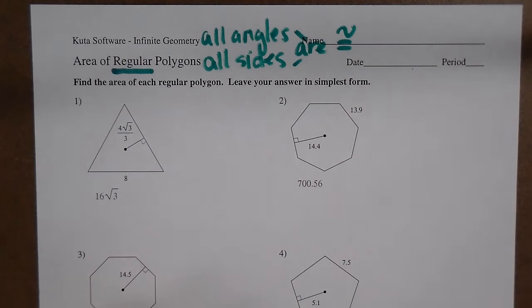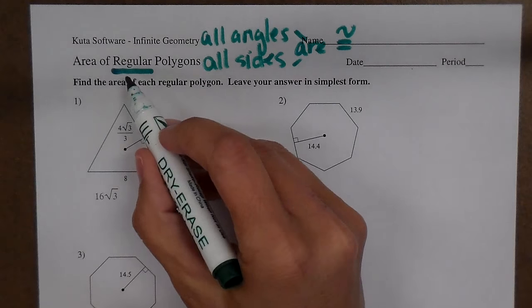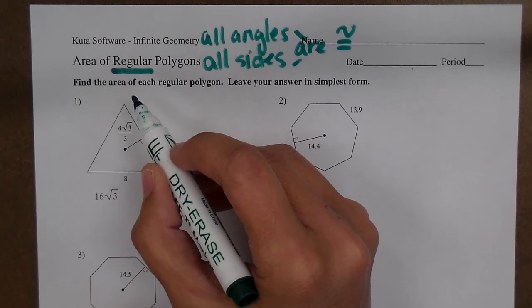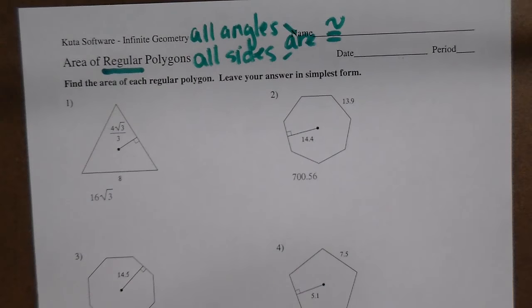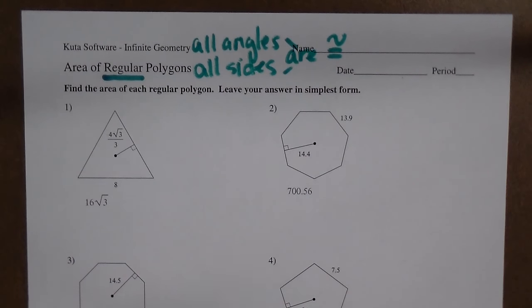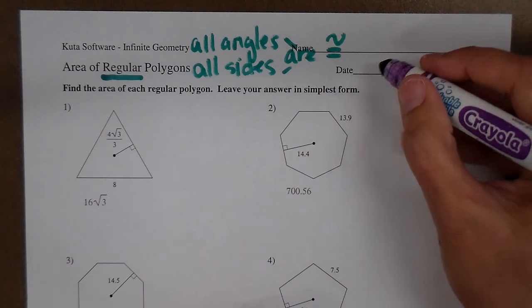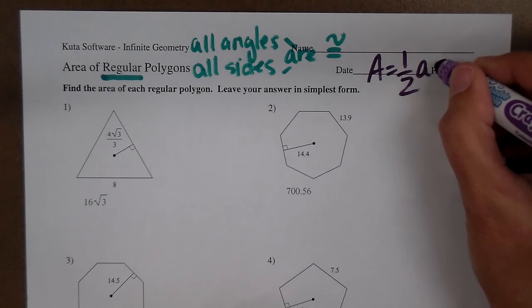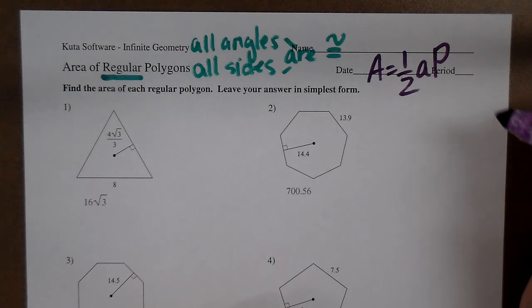They're the same. So that means all the sides are the same length and all the angles are the same measure. So that's for regular polygons. All regular polygons can be solved for area using the same formula. And that formula, let's use purple. The area is 1/2 the apothem times the perimeter.